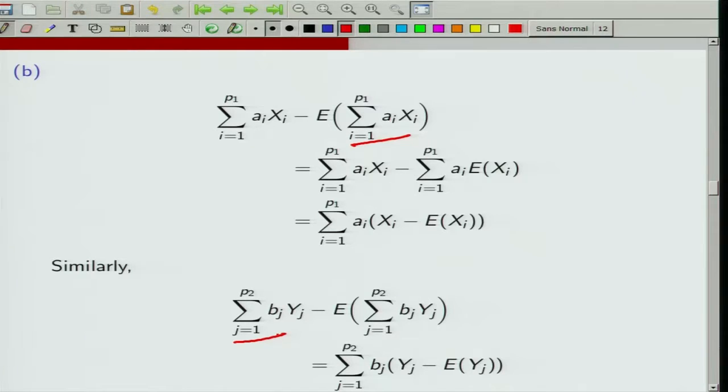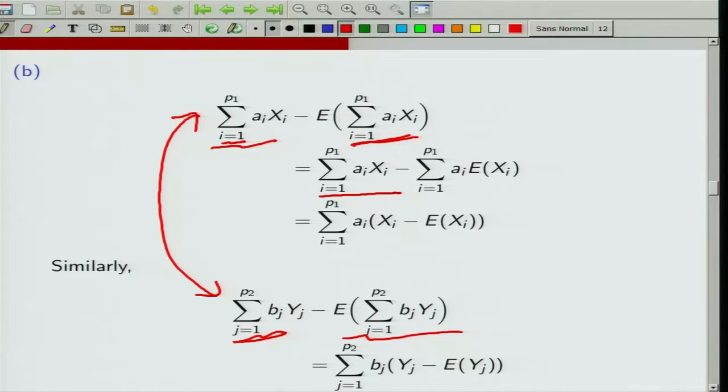Right. So, to get the covariance, what I have to do is look at the quantity, its expected value, this quantity minus expected value, and then I have to consider expected value of product of these two. So, first I see what is expected value of summation i equal to 1 to p1 a_i x_i minus its expectation, which is same as summation i equal to 1 to p1 a_i x_i. By last result, expectation is linear, so this becomes summation i equal to 1 to p1 a_i expected value of x_i. So, I combine the two terms, this becomes summation i equal to 1 to p1, a_i becomes common, and then x_i minus expected value of x_i. So, that is what you get.